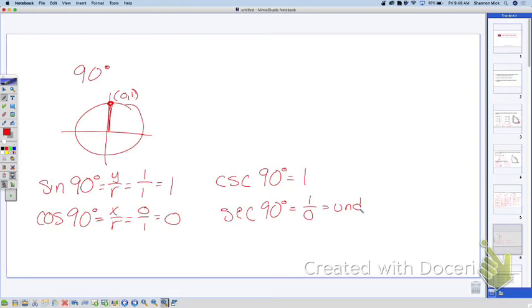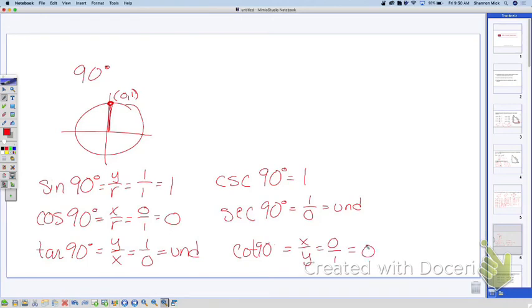Tangent is y over x, 1 over 0, so undefined again. Now, we know the reciprocal of undefined is 0, so the next one better come out to be 0, right? Cotangent is x over y, so it's 0 over 1, so it's 0.